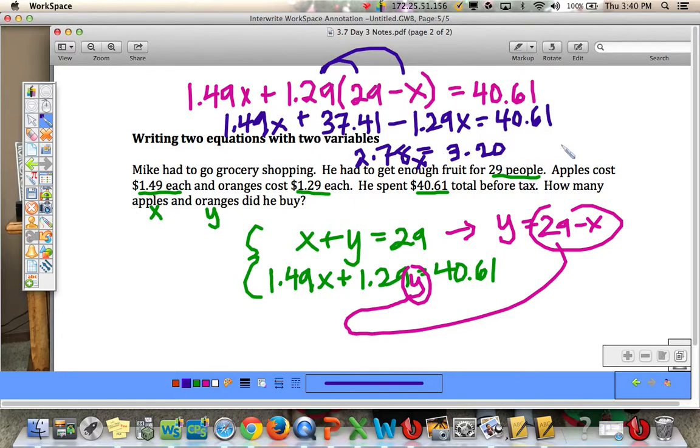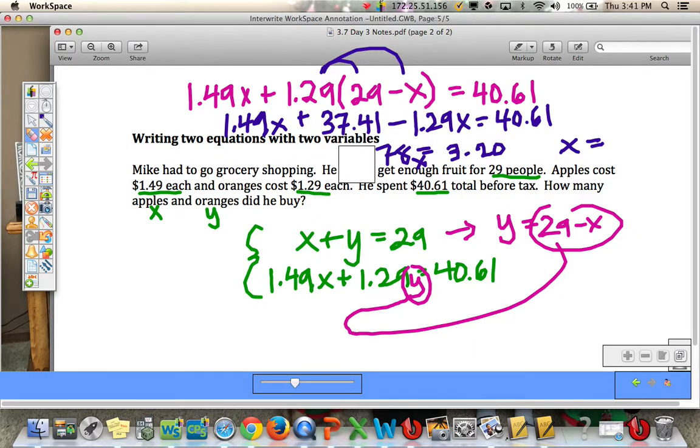All right, and we'll get x equals, oh, I'm not getting a whole number. So I would have to double check my math. Let's see, 29 minus x looks good, $1.49, $1.29, 40.61, that looks fine. Let me just double check. $1.29 times 29, 37.41, 40.61 minus 320. Oh, I subtracted. I'm sorry, I made a mistake here.